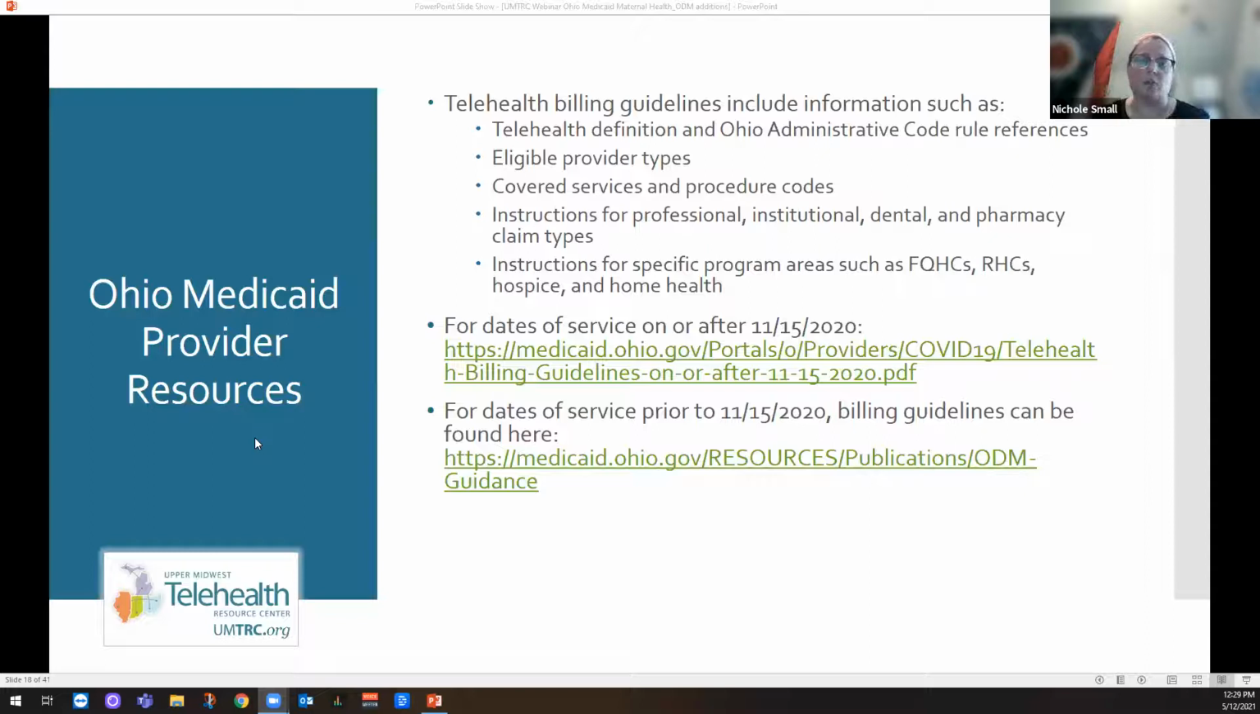And then specific instructions for FQHCs and RHCs, the rural health centers, because they bill a little bit differently for Ohio Medicaid. So there's a lot of good information there. We tried to be reactive to the questions that we get and to make it a lot easier for providers to actually implement a telehealth workflow in their practice.